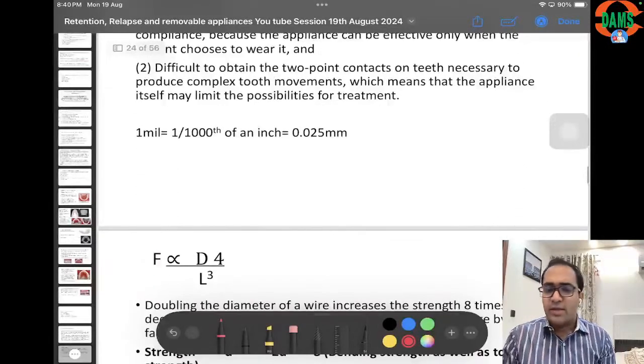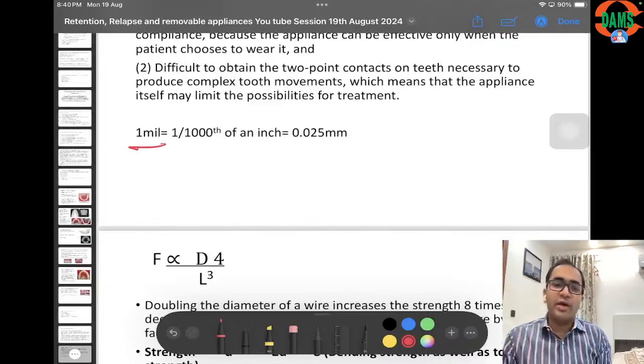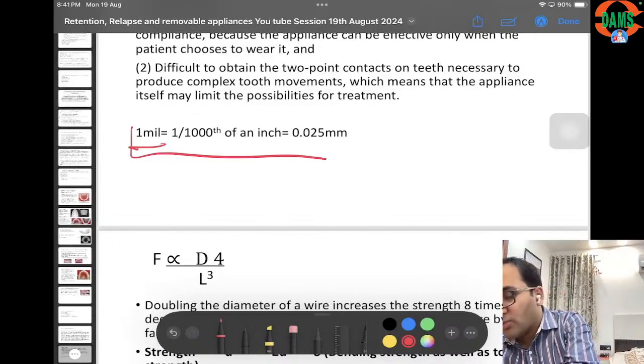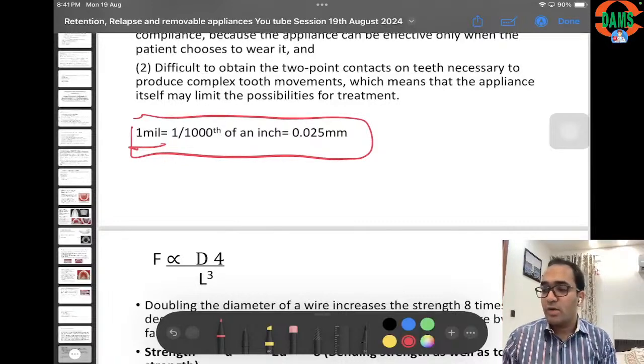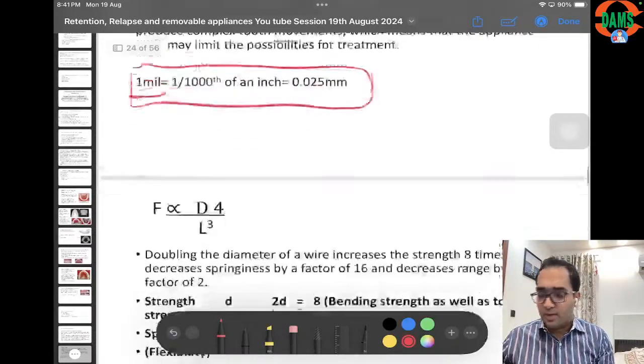Next, this is a small conversion formula. How to convert from mil? Mil was a measuring system used by the British. Sometimes examiners give you the dimensions or gauges of the wire in mils. So how to convert? It's 1/1000 of an inch, which comes out to be 0.025 mm. Just remember this formula, because a few questions also come up with varying units, the SI units of the wire dimension.